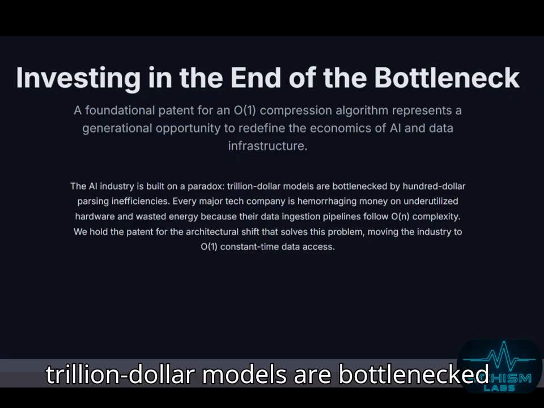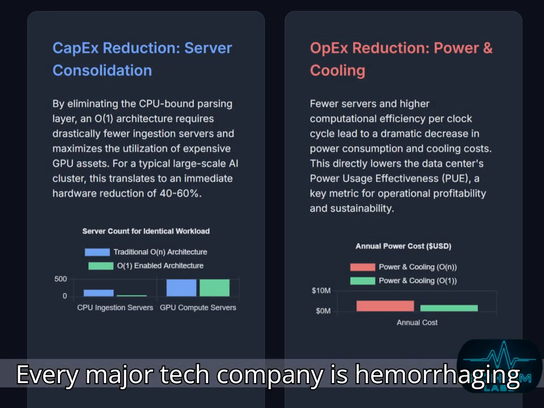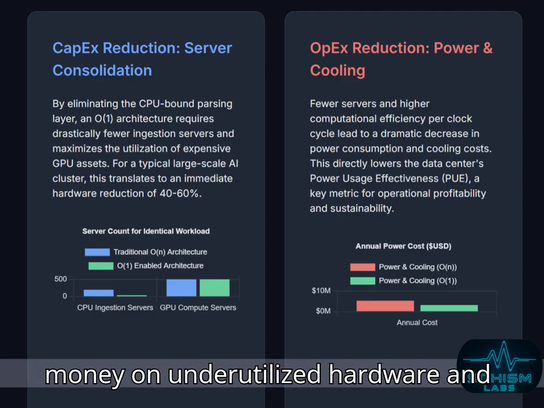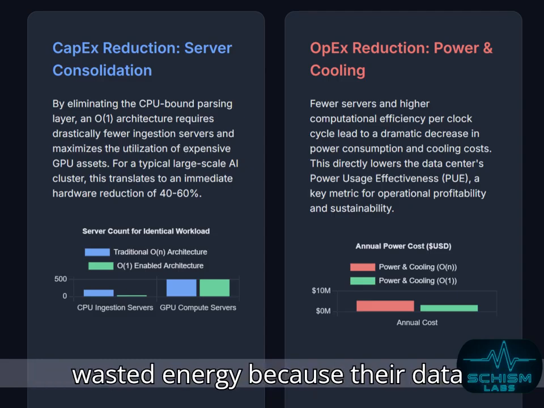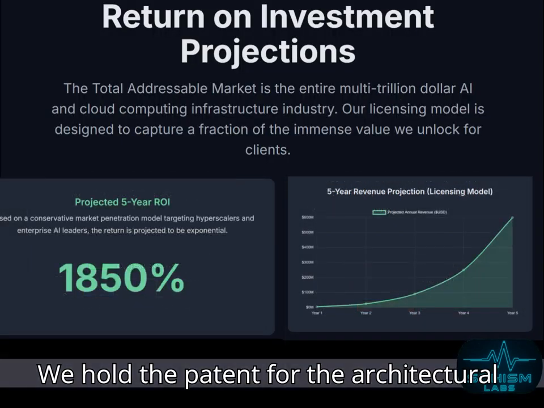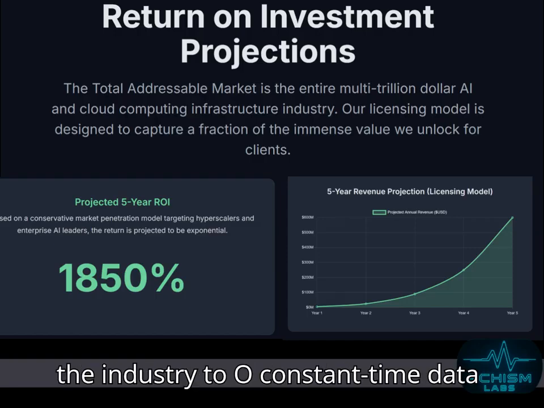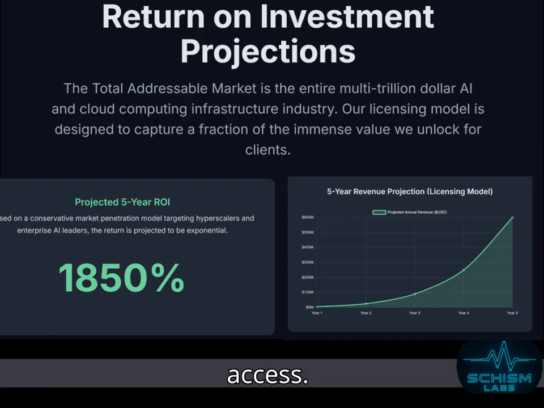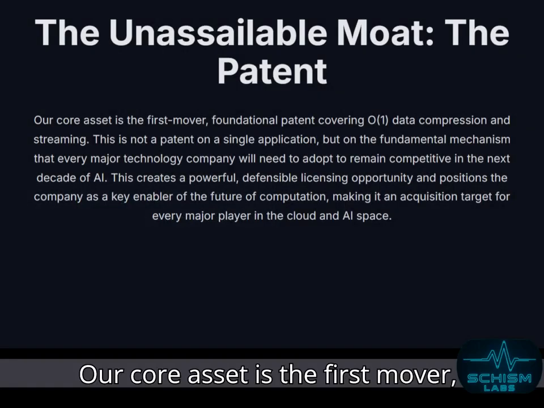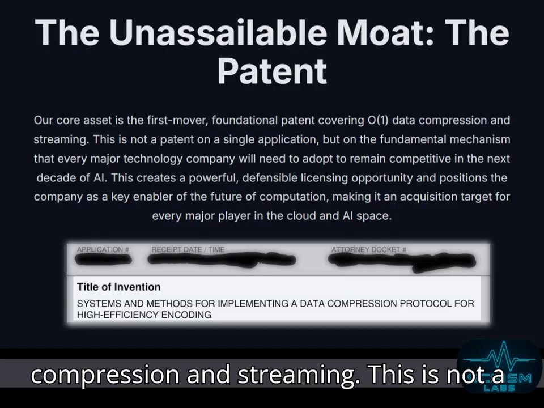Trillion-dollar models are bottlenecked by $100 passing inefficiencies. Every major tech company is hemorrhaging money on underutilized hardware and wasted energy because their data ingestion pipelines follow O(n) complexity. We hold the patent for the architectural shift that solves this problem, moving the industry to O(1) constant time data access. Our core asset is the first mover, foundational patent covering O(1) data compression and streaming.